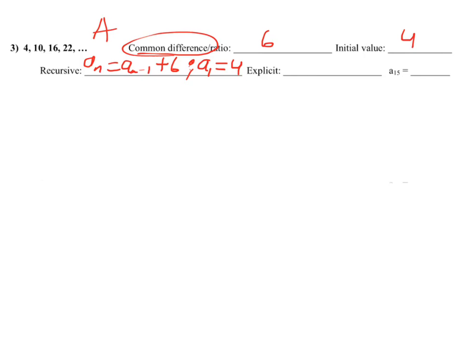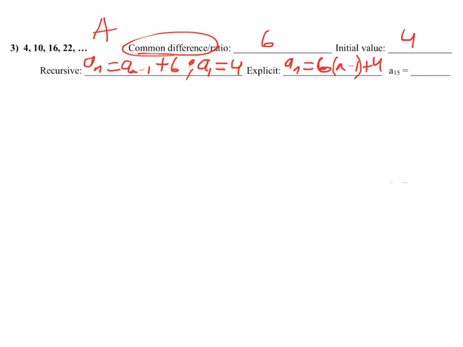If you want the explicit function, you're just going to follow the same form that we did on number 1. A sub n is your common difference, which is 6, times n minus 1, and then you add your initial value of 4. And there's your entire explicit function.